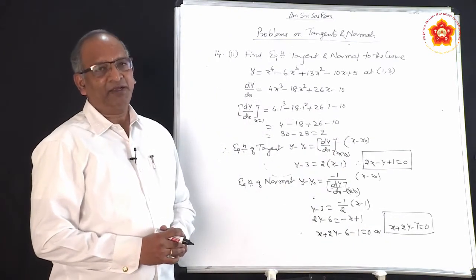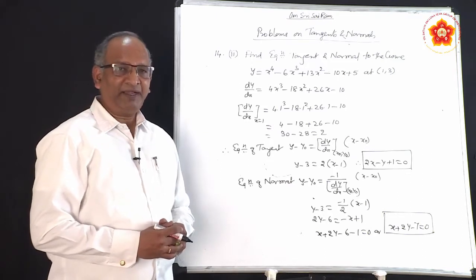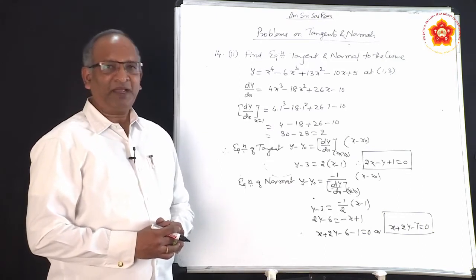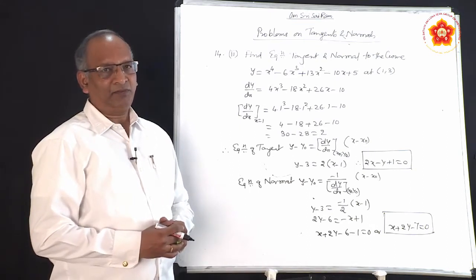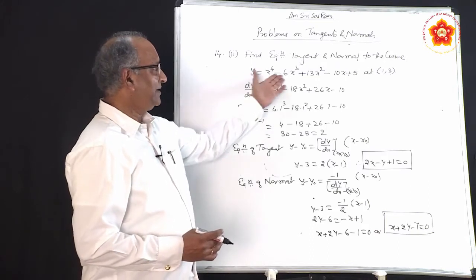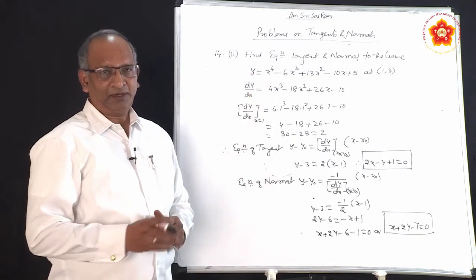In this manner, we can find out equations of tangents and normals by finding out slopes of them, by finding derivative of the given function. For example, here it was a fourth degree polynomial function. Let us move to the next.